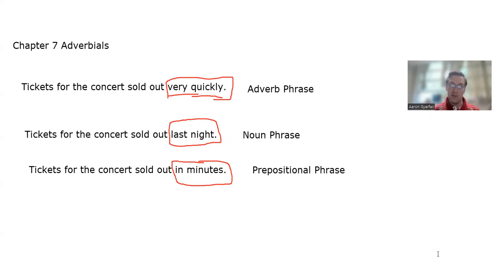So that's what chapter 7 is going to be all about, looking at these different types of phrases: noun phrases, prepositional phrases, could be subordinate clauses, infinitive verb phrases, but they are all playing the role of an adverb. They're modifying verbs. They're describing verbs, giving me some kind of information about verbs. So we call them adverbials.